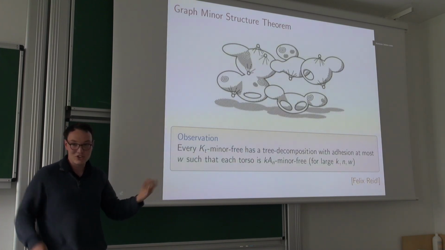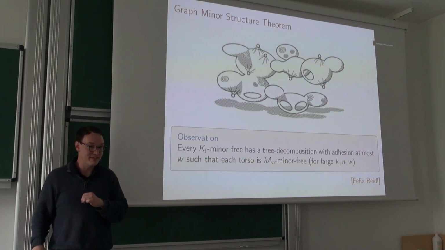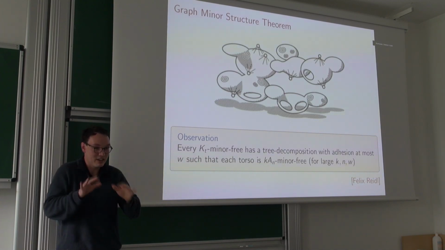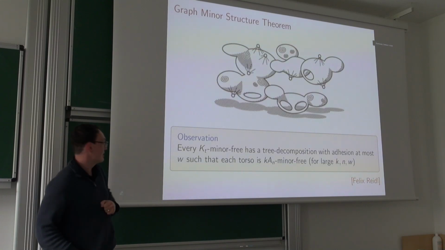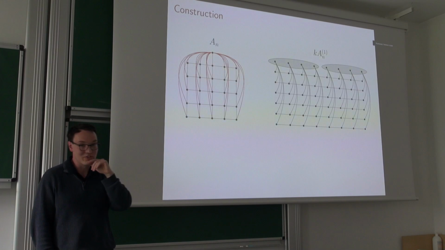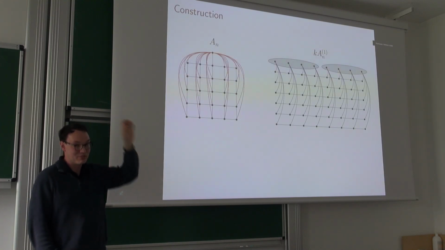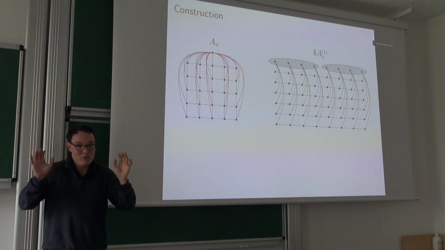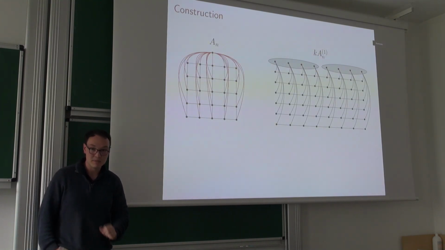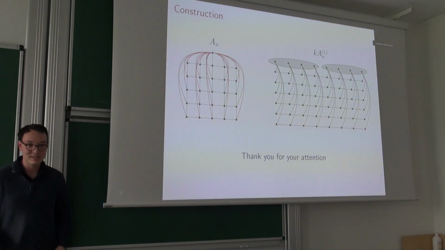But we know that for each torso, we can't fit too many disjoint copies of large apex grids within them. So arguing things carefully, we can get a contradiction to show that this graph is not going to be a rig over a K_t minor free graph, as long as we make the number of paths, the grids, and the number of disjoint copies as large as we want, which we can do. That concludes my presentation.